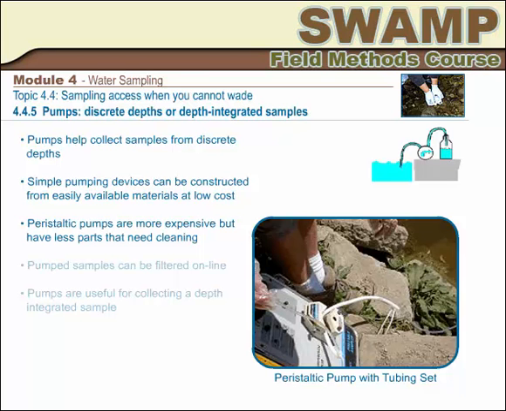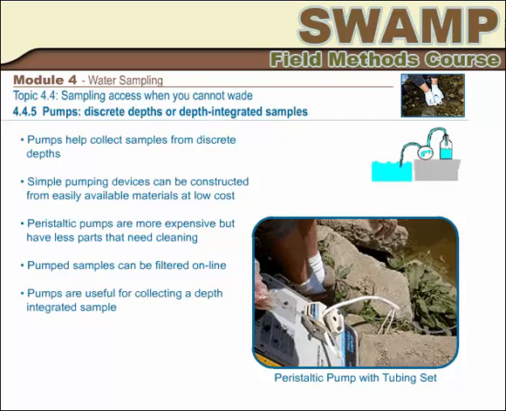Battery-operated peristaltic pumps are used to pump water through a tubing set for sample collection. The tubing set can be pre-cleaned for the desired purpose. Samples are pumped and/or filtered directly into the sample container, touching only the tubing set. This prevents introduction of contamination by an intermediate sampling device.